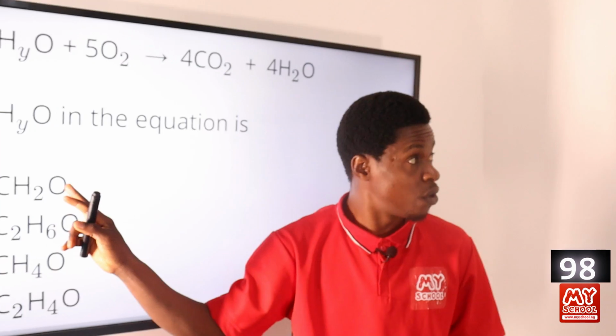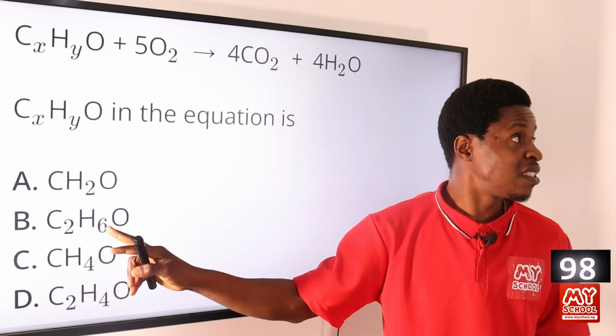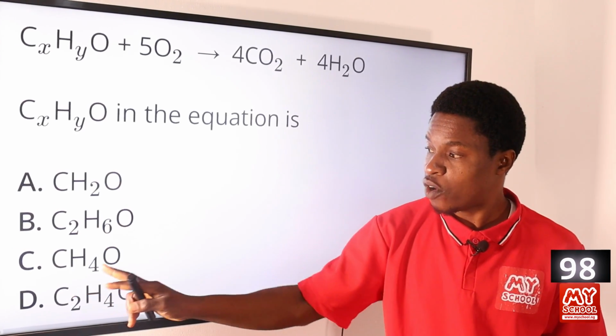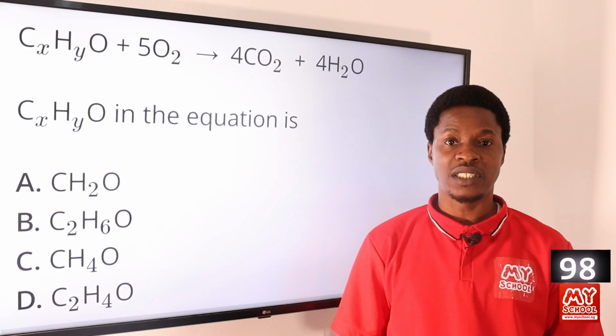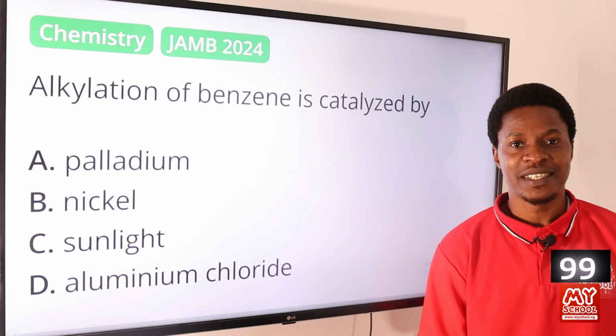So let's move on to the screen. Option A says CH2O, no. C2H6O, no. C4H8O, then C2H4O. So the correct answer is option D. Now let's move on to question number 99.